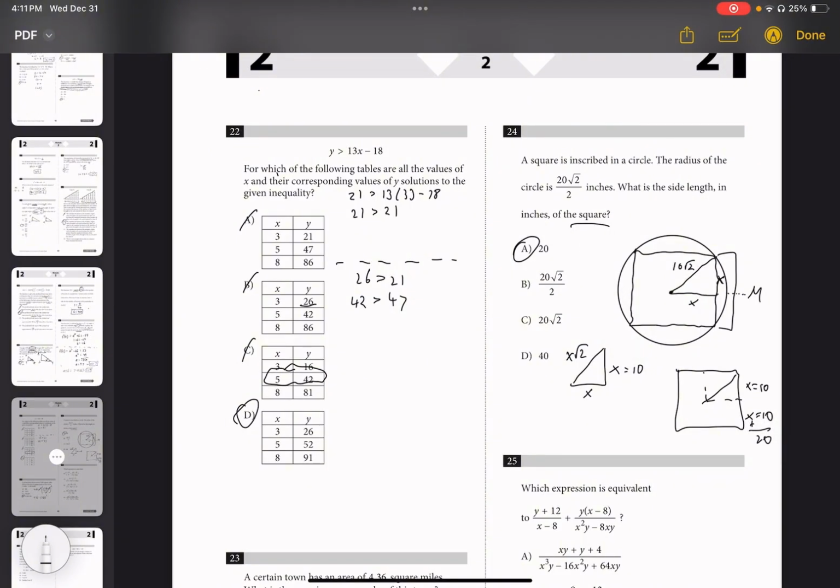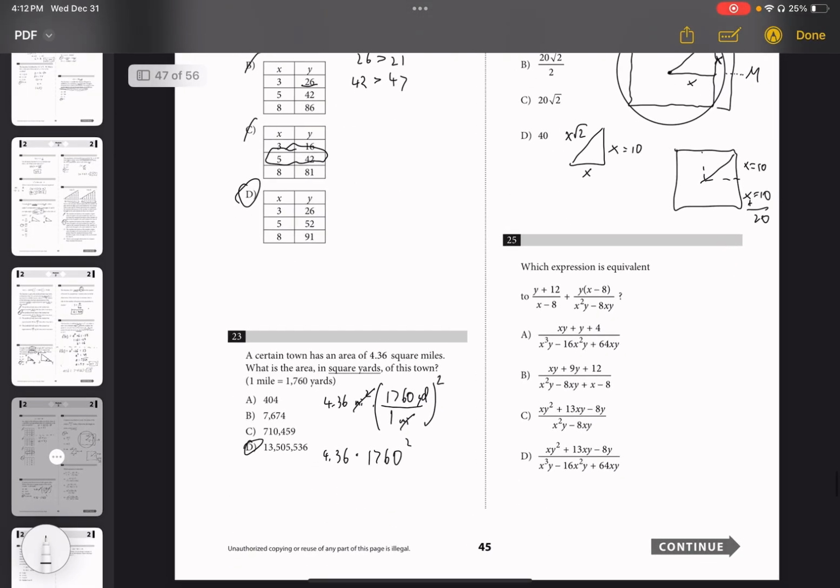Question 25, which expression is equivalent to y plus 12 over x minus 8 plus y times x minus 8 over x squared times y minus 8xy? Okay, for this, since there's only one denominator for all the answer choices, you're going to make a common denominator for the problem. So you're going to multiply this side by x minus 8 on the top and the bottom.